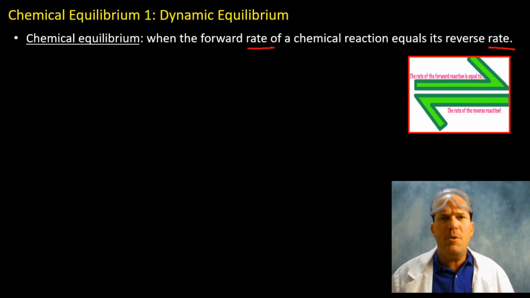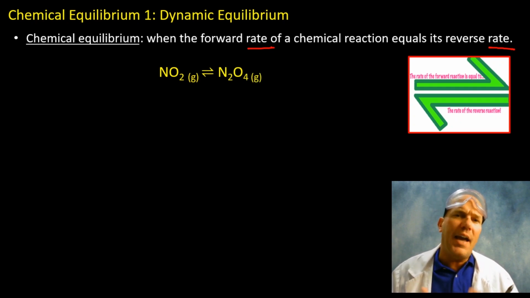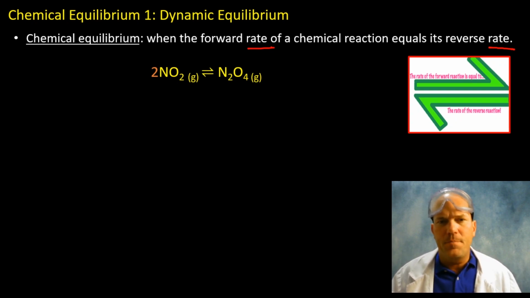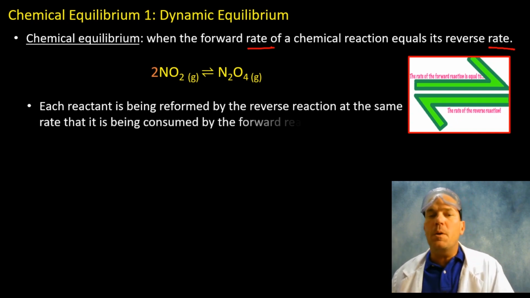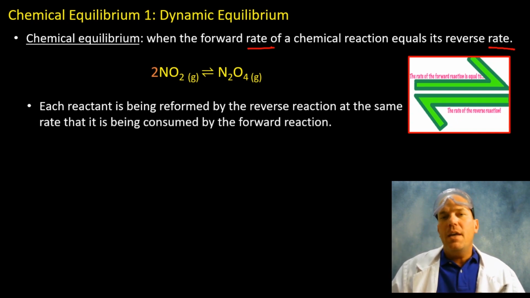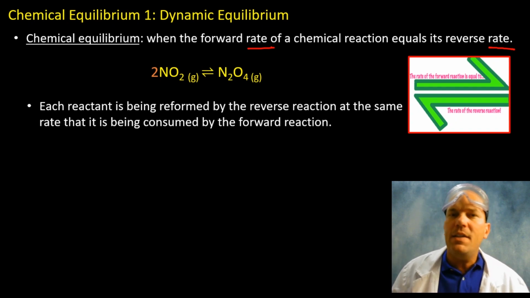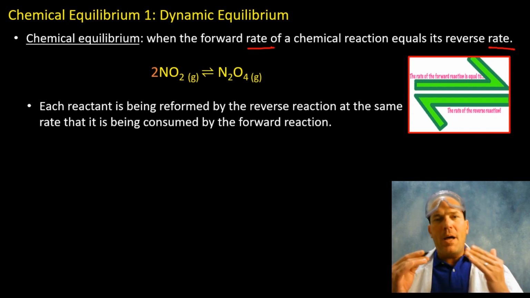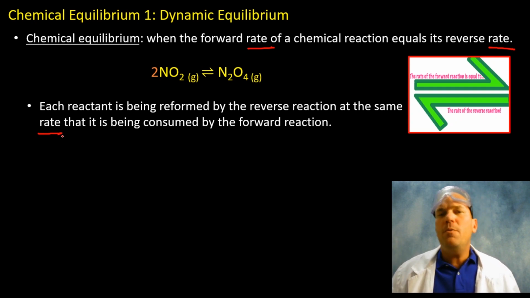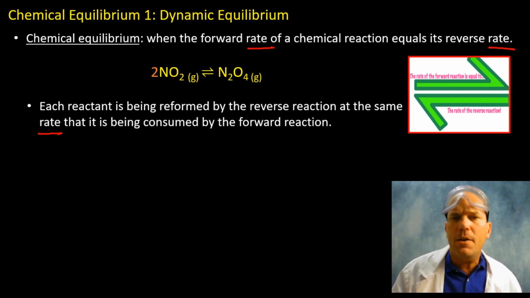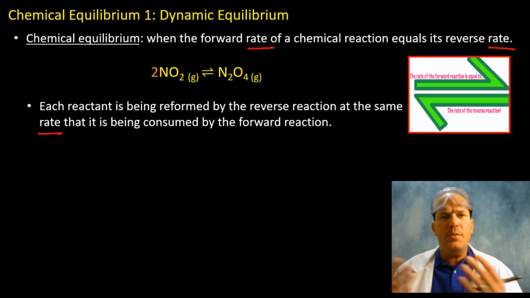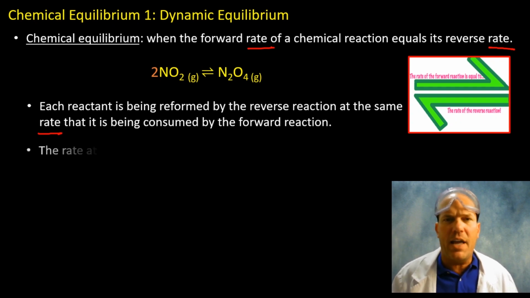Let's look at a chemical reaction in dynamic equilibrium. Here we have nitrogen dioxide gas yields dinitrogen tetroxide. Each reactant is being reformed by the reverse reaction, and this is occurring at the same rate that it is being consumed by the forward reaction. So when we say forward, we mean to the right. So in this example here, the forward reaction is producing the dinitrogen tetroxide.